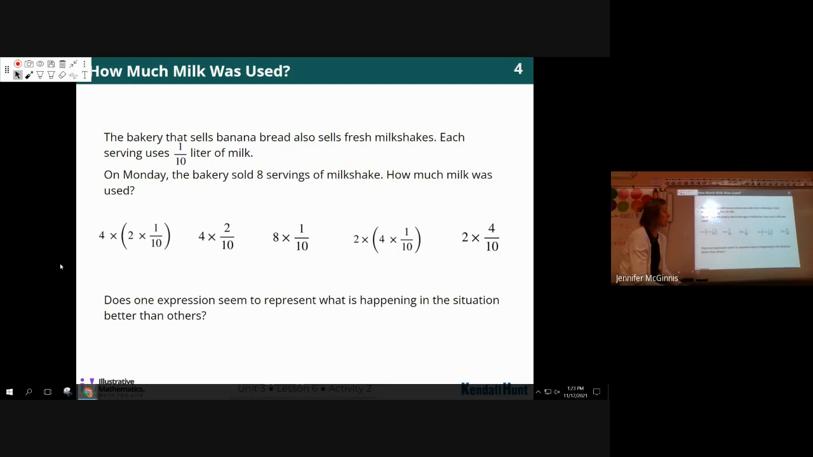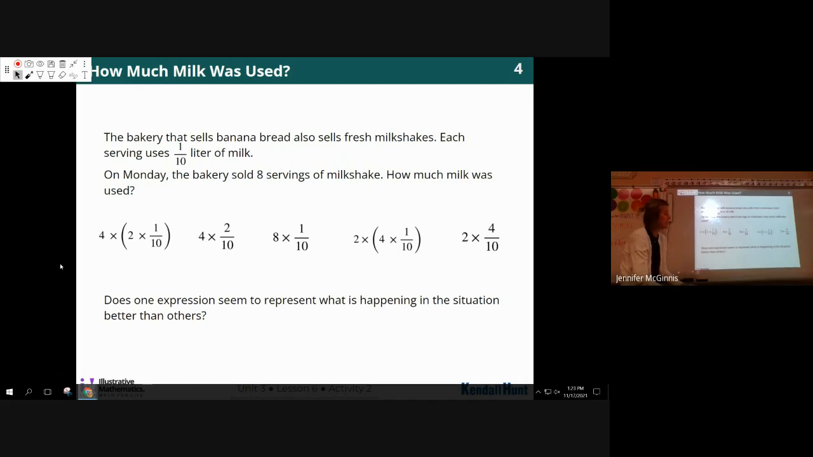The bakery that sells banana bread also sells fresh milkshakes. Okay. So initially, I probably wasn't going to go to this bakery because I don't really like banana bread. But if they have milkshakes, I'm in. Each milkshake uses 1/10 a liter of milk. That's a very important piece of information that you need to remember. 1/10 of a liter of milk for each milkshake.